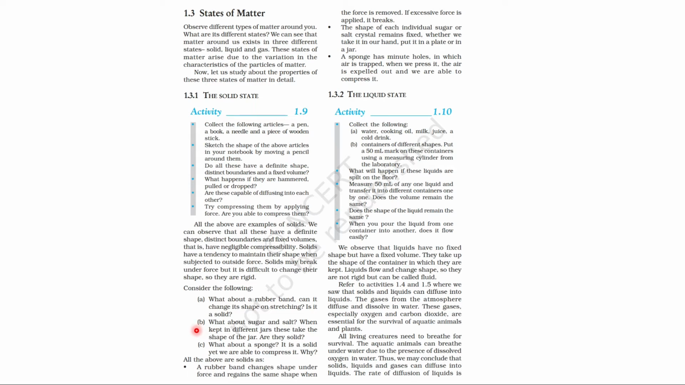Next example, a sponge is a solid, but it is compressible. This is due to the presence of tiny holes filled with air. When the sponge is pressed, what happens? The entrapped air is expelled out and the sponge, despite being solid, is compressed.